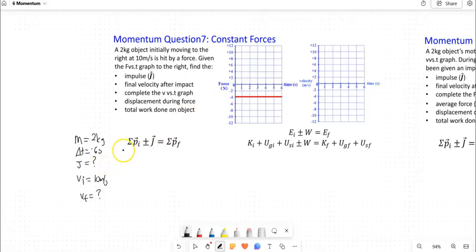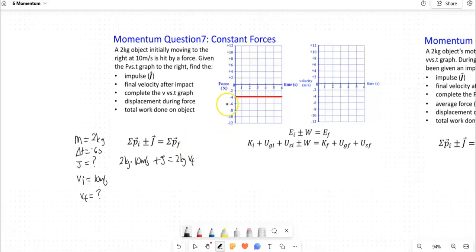Well, I'm going to start off by putting our equations in. So initial momentum is going to be 2 kilograms times our initial velocity, 10 meters per second, plus impulse. And that's going to be equal to our final momentum, which is going to be 2 kilograms times the final velocity. So right here we have 2 unknowns and 1 equation. We really can't solve the problem. So solving impulse first is going to help you get the final velocity. So let's figure out what the impulse is.